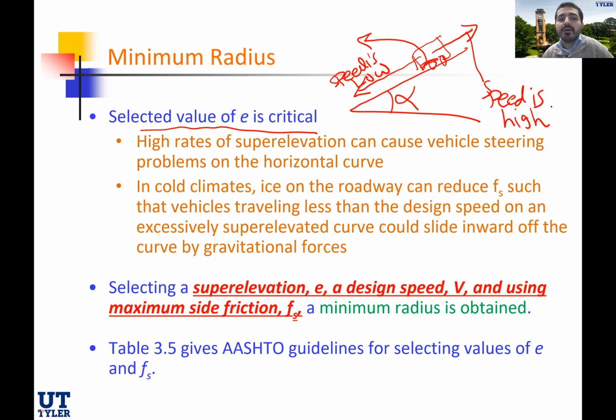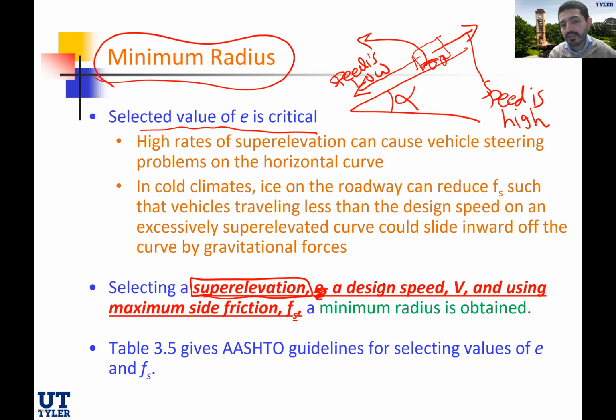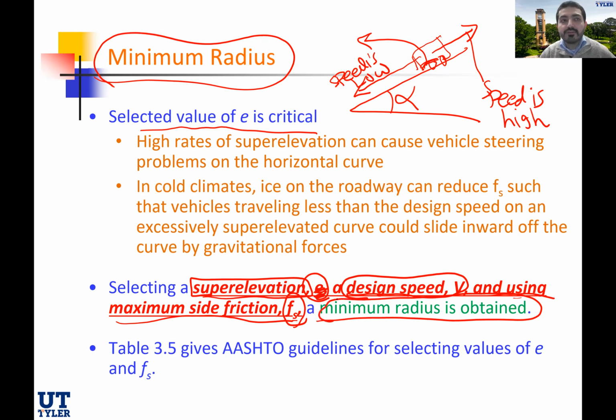So really now it's all about how I can pick the minimum radius, depending on selecting the appropriate super elevation, which is E, and the design speed, which is V, and using the maximum side friction, Fs, to obtain the minimum radius possible. So what AASHTO did, similar to what they did for the vertical alignment, to make the life of transportation engineers a little better, is they came up with table 3.3.5 that gives the guidelines for selecting values of E and Fs.